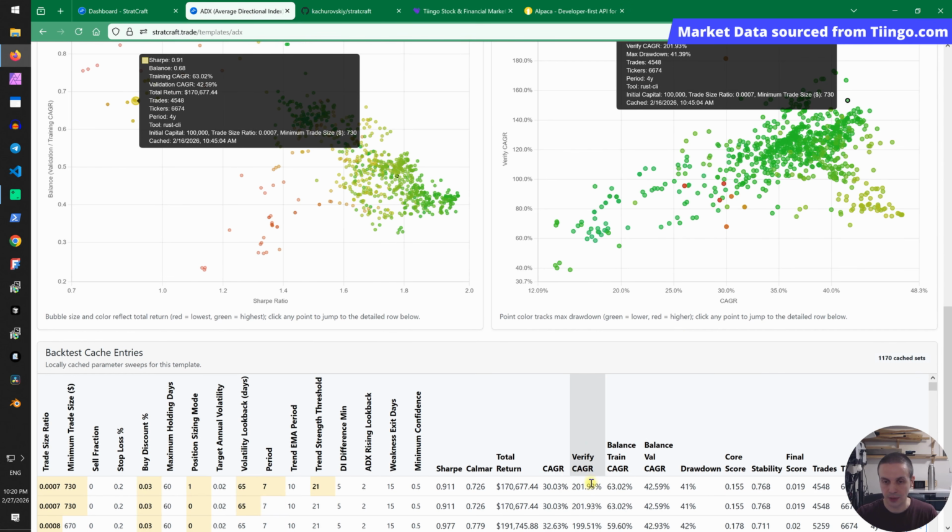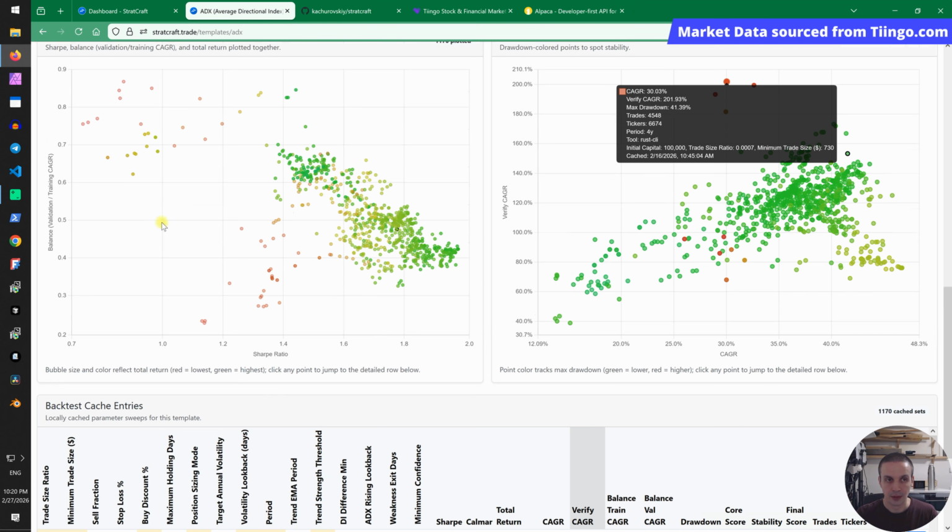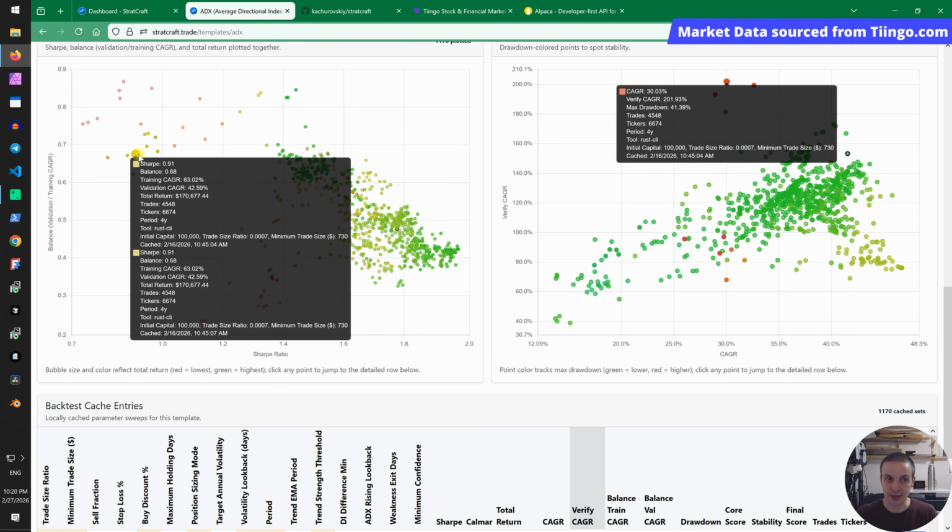We could also go for highest out of sample return, but as you can see, the drawdown there is pretty vicious. However, that strategy is pretty balanced, surprisingly.